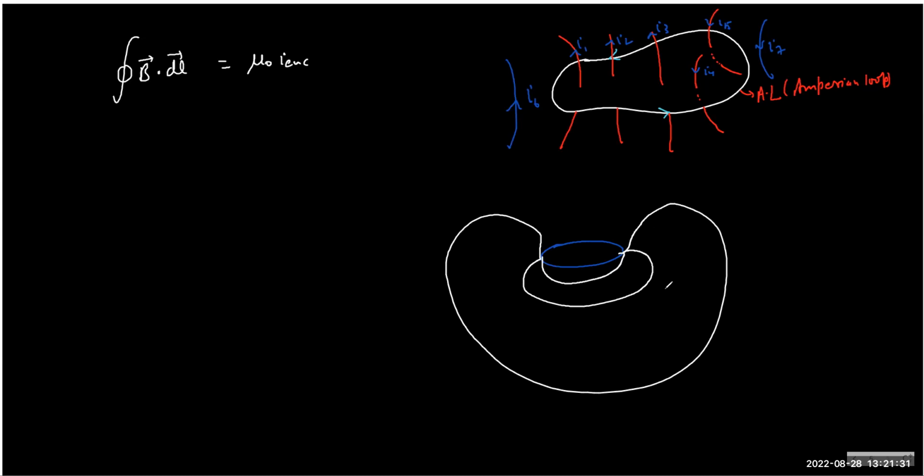So there are infinite possibilities. Let's say if I draw a big contour, you can see this current, the I6 will also come, right? But you can see, yes, I6 will enter the contour and leave the contour both, right? So anyway, contribution is 0.